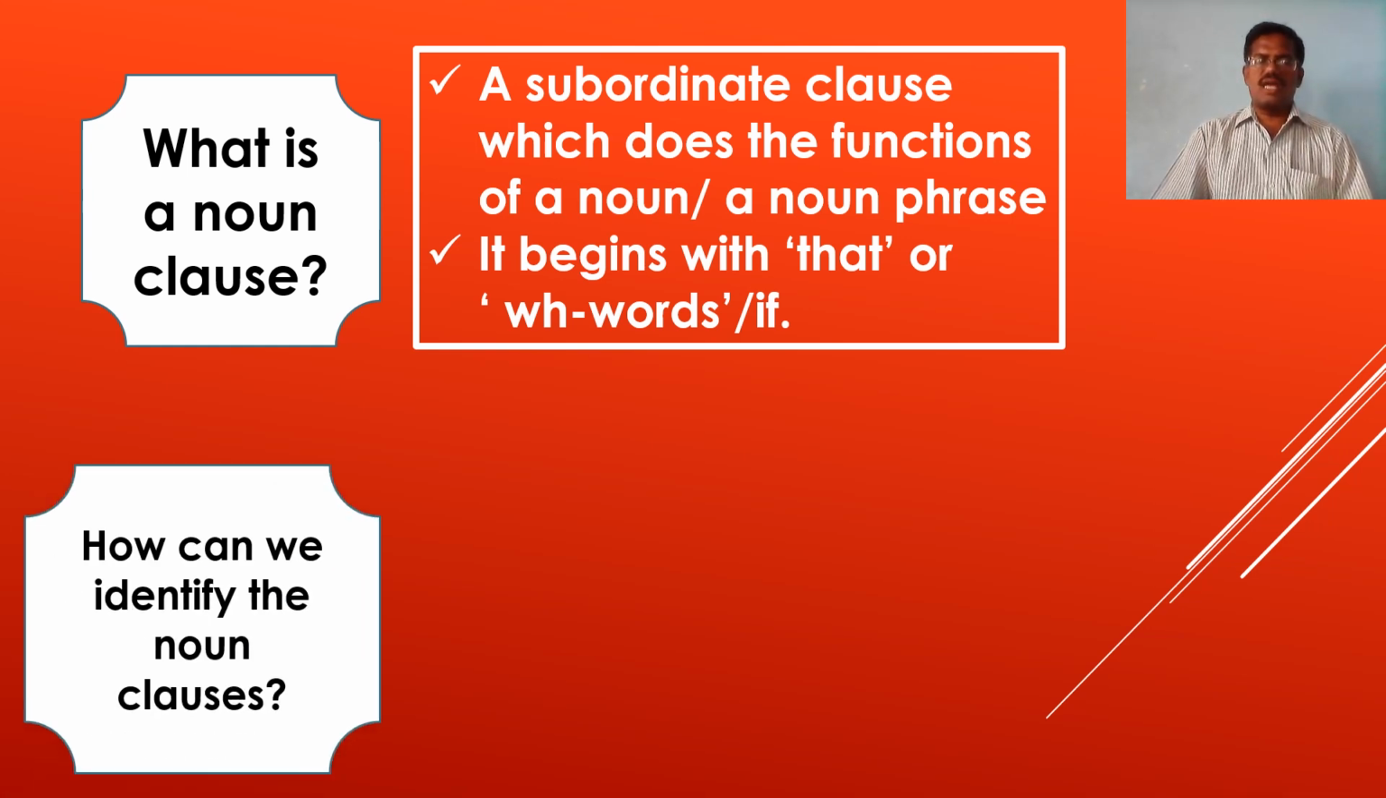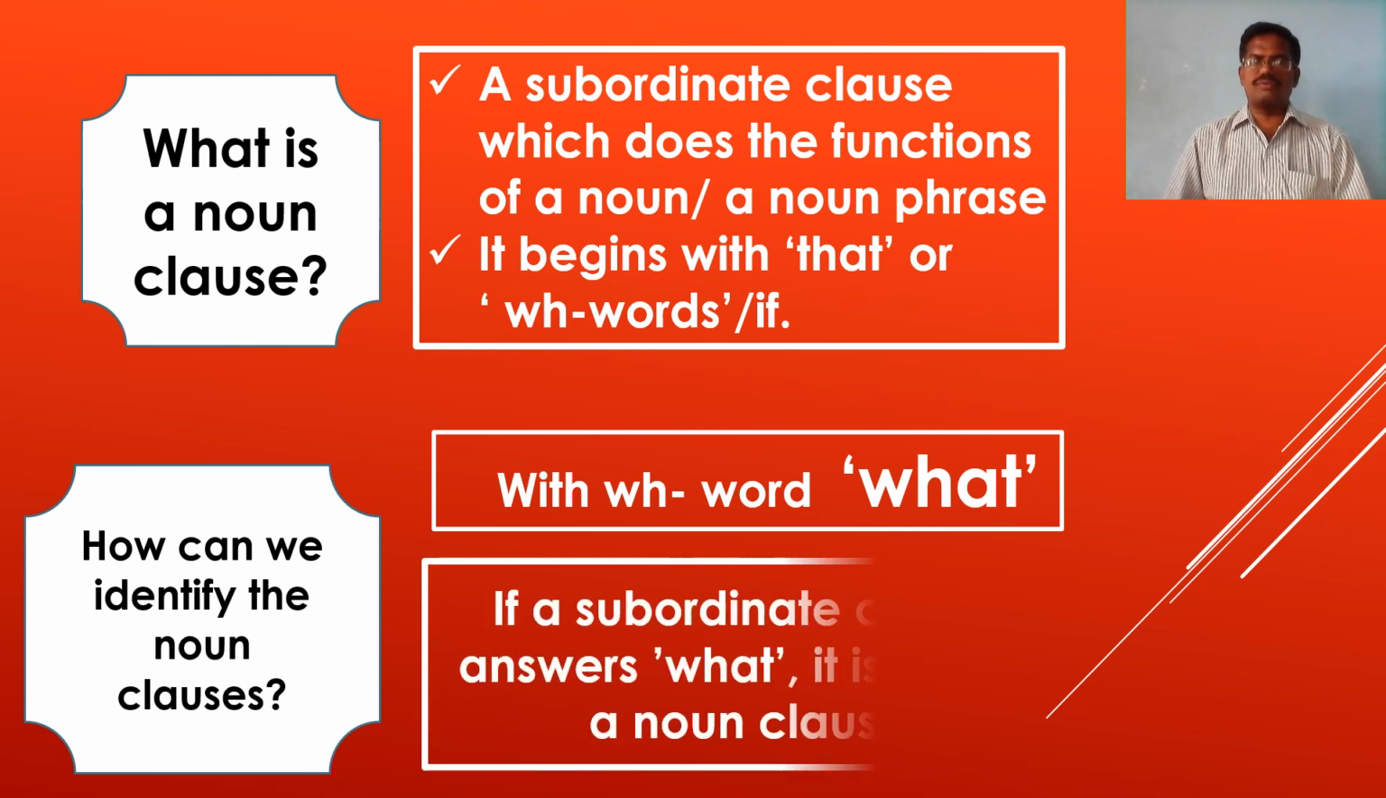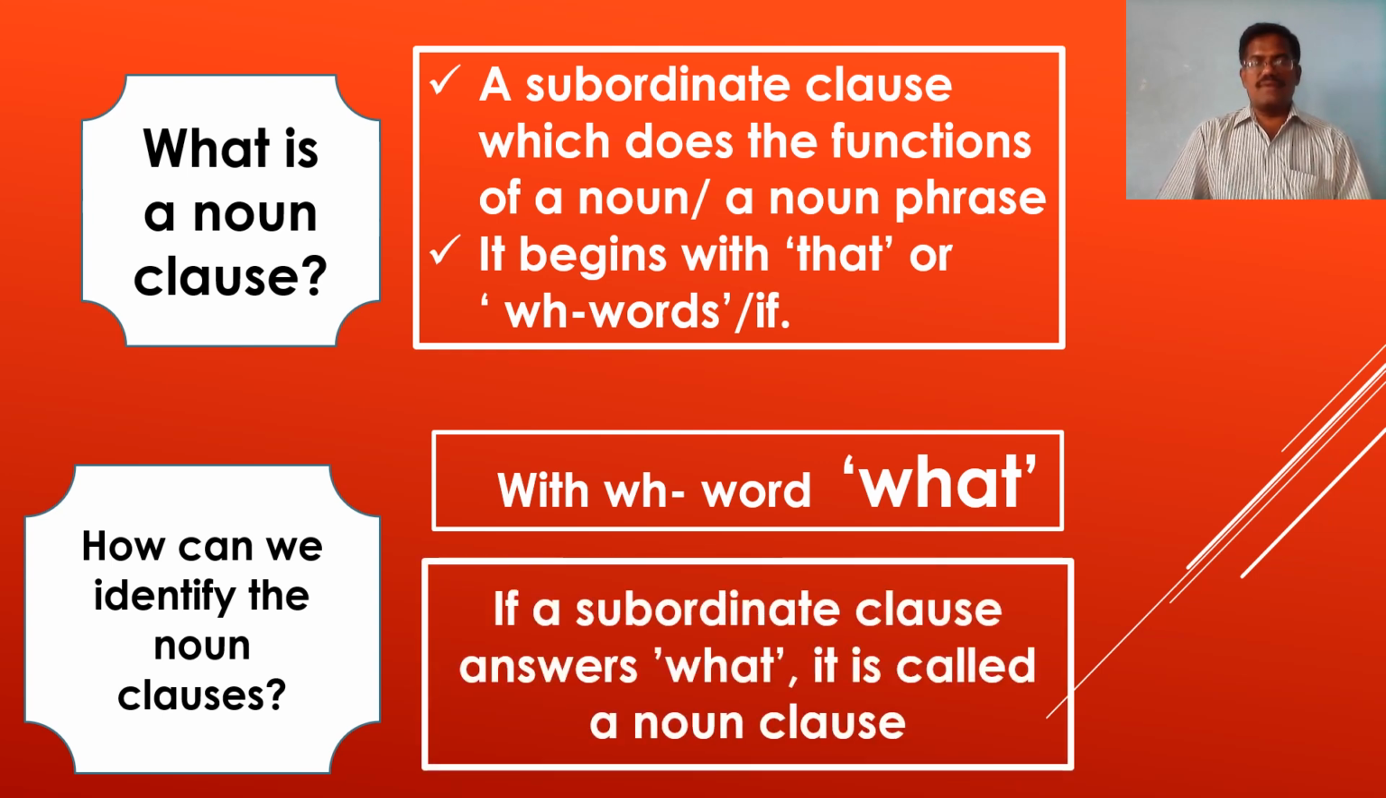Now the question is, how can we identify the noun clauses? It's quite easy. We can easily identify the noun clauses with the question word what. How? It is because if a subordinate clause answers the word what, then it is called a noun clause. That means whenever we put a question with what, then the subordinate clause will be the answer. Then the subordinate clause is called a noun clause.